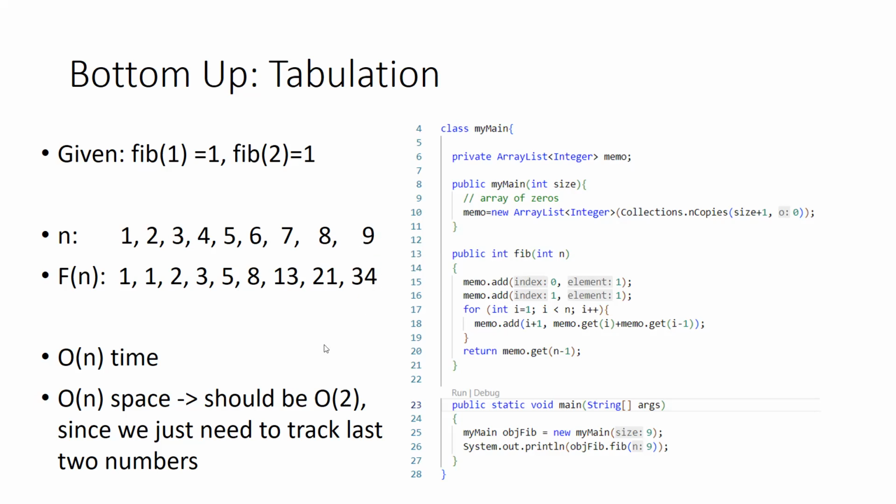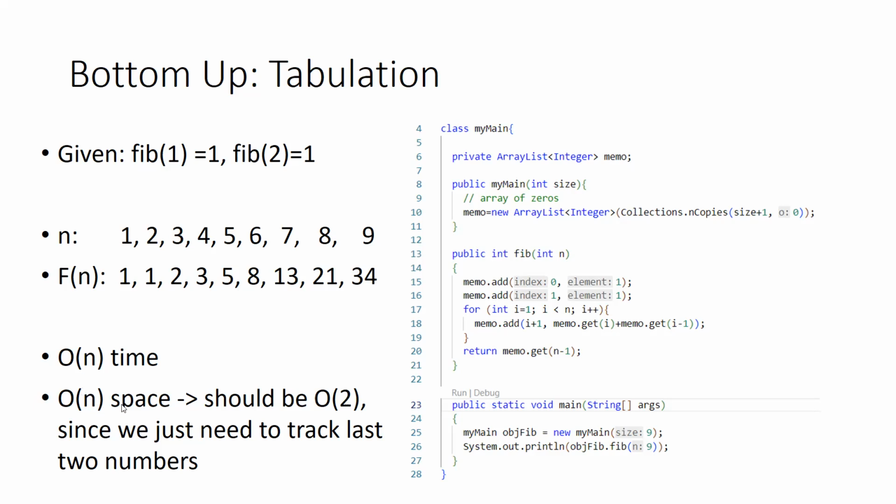So you could have a constant space complexity, just because you only need to track the last two numbers in order to get your nth number. Instead of maintaining this array, just maintain the last two numbers and you'll get your current number. In this way you can have a space complexity which is even less than order of n.